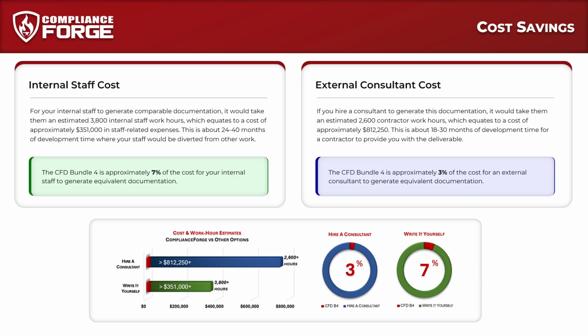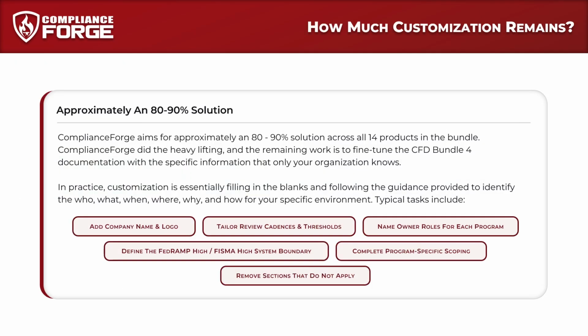The CFD Bundle 4 is approximately 7% of the cost for your internal staff and approximately 3% of the cost for an external consultant to generate equivalent documentation. The bundle itself is $25,773. So how much work is left for you? ComplianceForge aims for approximately a 90% solution across all the products in the bundle.